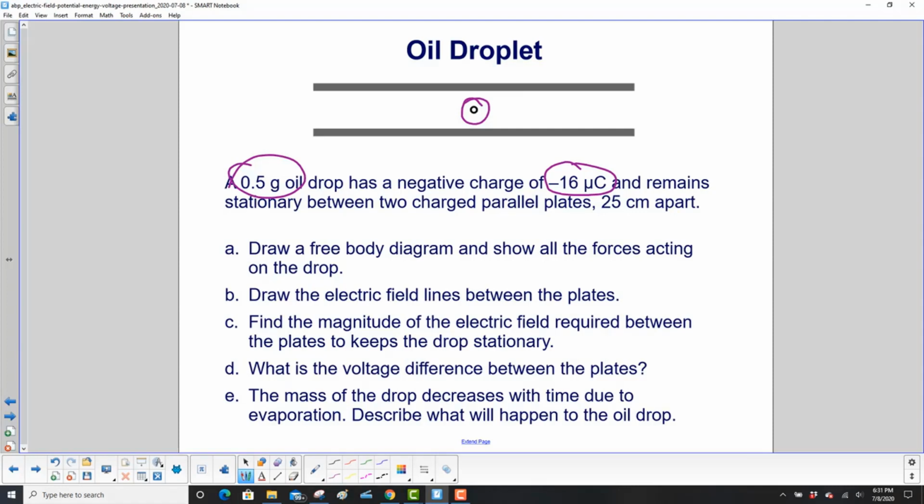Draw the electric field lines between the plates. Find the magnitude of the electric field required to keep the drop stationary. And what is the voltage difference between the plates? The mass of the drop decreases with time due to evaporation. Describe what will happen to the oil drop.